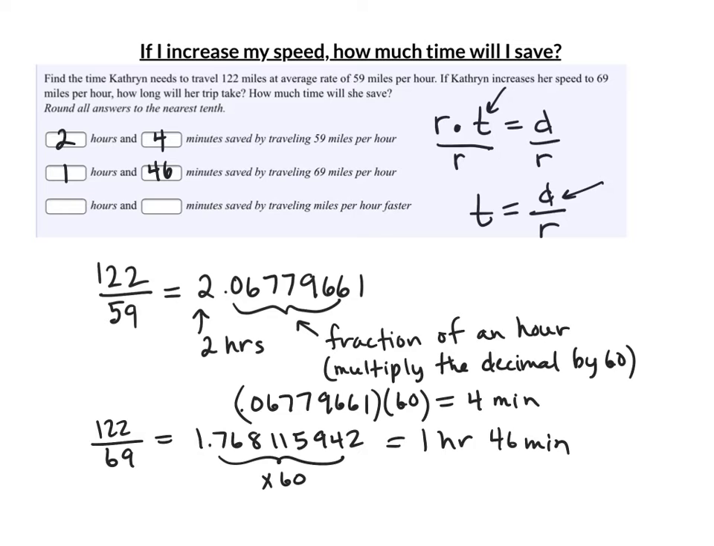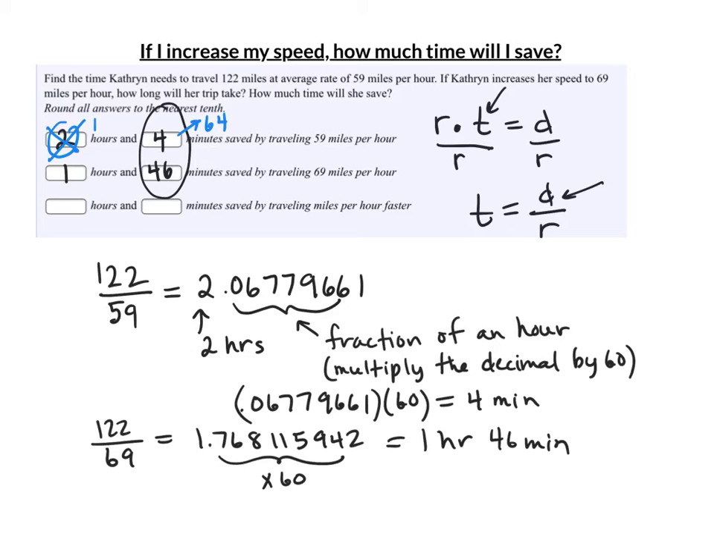Now, the question is, how much time did we save? Well, here's the problem. What we're going to do is subtract. 2 minus 1 is 1 hour. But the problem is right here. We can't take 4 minus 46. So what we need to do is borrow. So we'll take the 2 and we'll temporarily, not for our answer, but we'll temporarily make it a 1. And we'll add 60 minutes because we're borrowing an hour. And that will end up being 64 minutes.